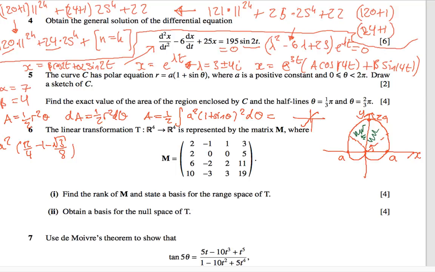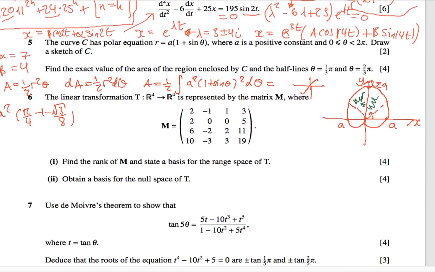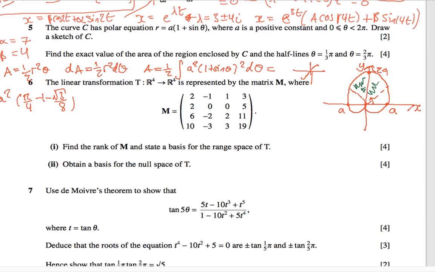Cool. Right, next question. The linear transform T is represented by the matrix M. Okay, actually you don't need to know that. Just need to know there's a matrix here. It wants you to find the rank of M and state a basis for the range space of T. Okay, this isn't actually covered that well in the mark scheme. They just have this matrix and they say it turns into another one. They don't really explain how it happens, what steps you have to do.